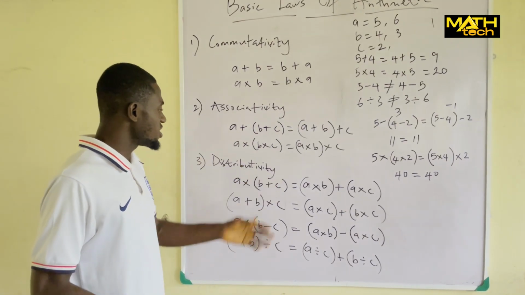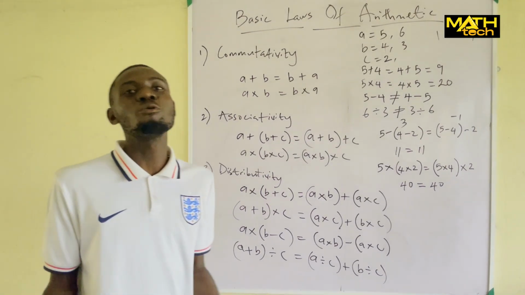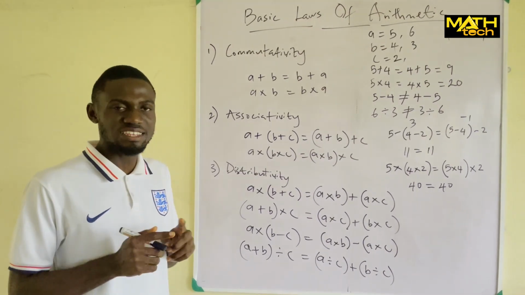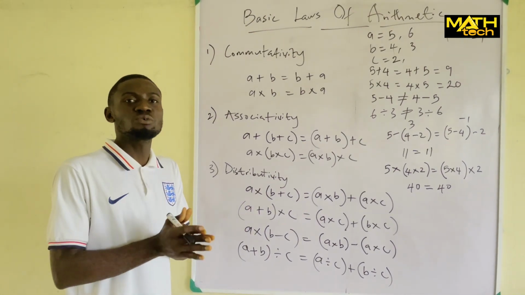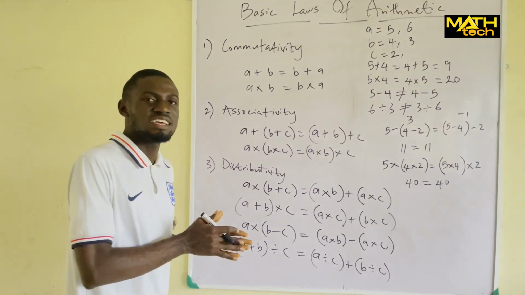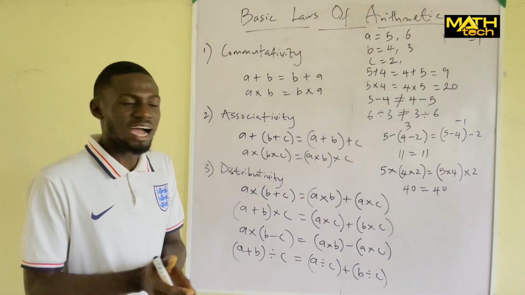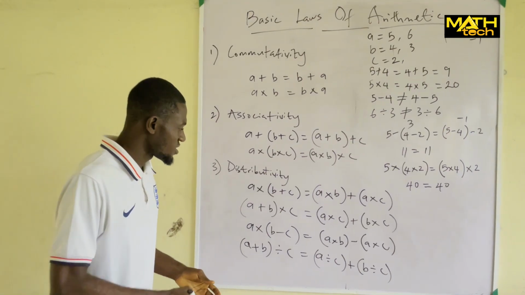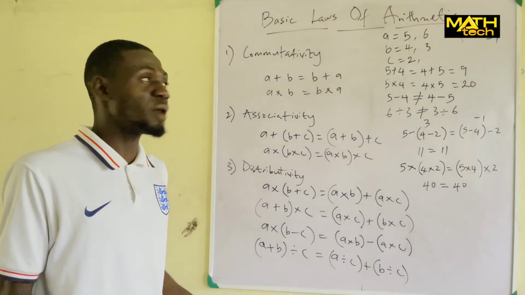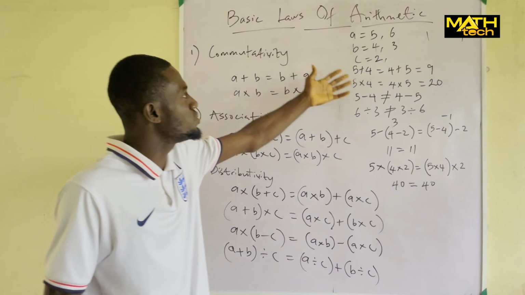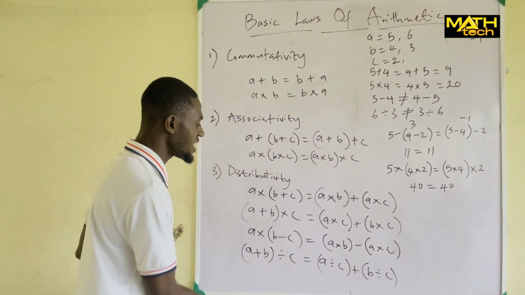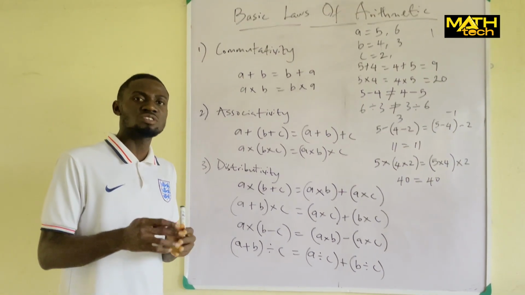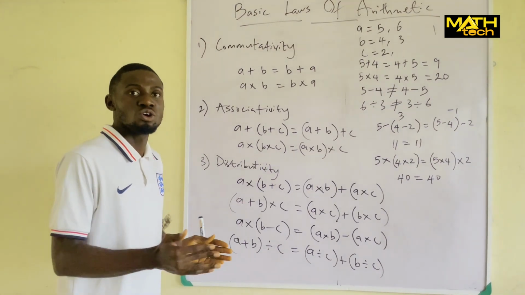Now for the distributivity, it's a more complex one because it has several rows, several ins and outs. But note that multiplication is distributive for both the left hand side and the right hand side for addition and also for subtraction. So as simple as that, these are the laws. You might want me to give examples, but you can still use the values I used here to prove. But when it comes to the division, note that it is not distributive to addition or subtraction from the left hand side.